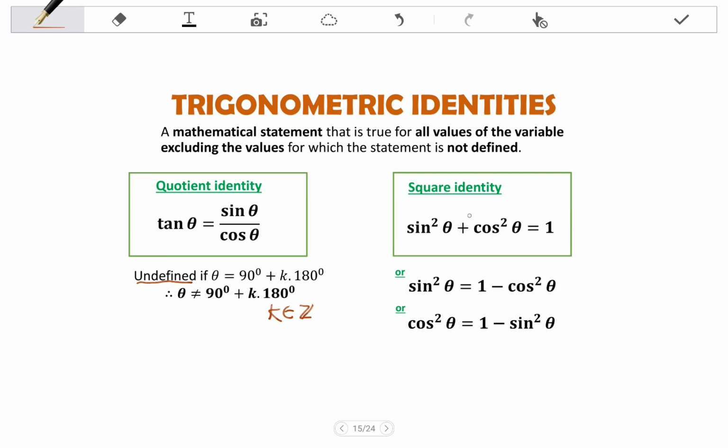So if I were to take this square identity and solve for sine theta squared, I would subtract cos theta squared, which leaves me with 1 minus cos theta squared. And likewise, if I were to take this square identity and solve for cos theta all squared, I would subtract the sine theta squared, and I'm left with that equaling 1 minus sine theta squared. So we have the quotient identity and the square identity, and the square identity can be rewritten in 3 different ways.